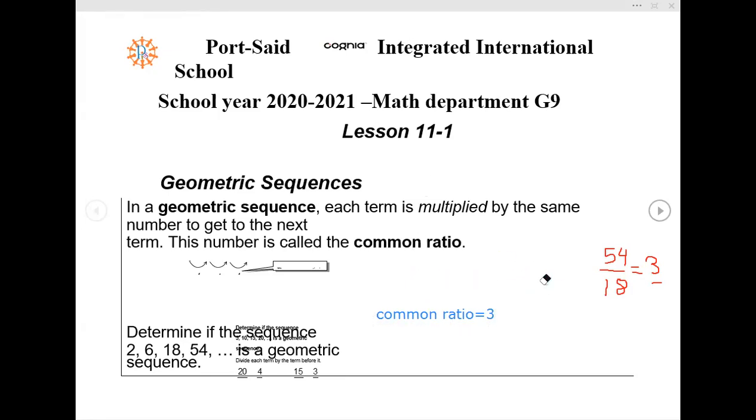Then at the beginning, we wanted to know the meaning of a geometric sequence. In a geometric sequence, each term is multiplied by the same number. If we check together now, we said that the common ratio was 3. So 2 times 3 equals 6, 6 times 3 equals 18, 18 times 3 equals 54.